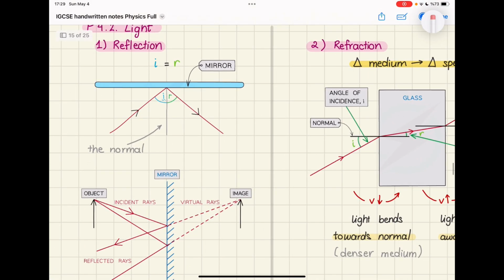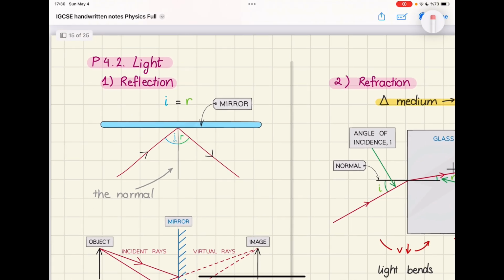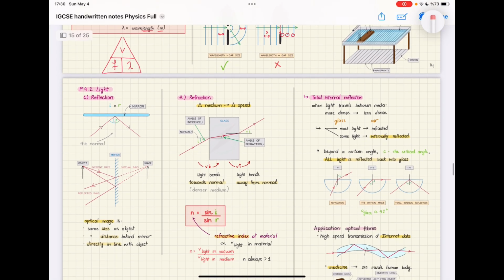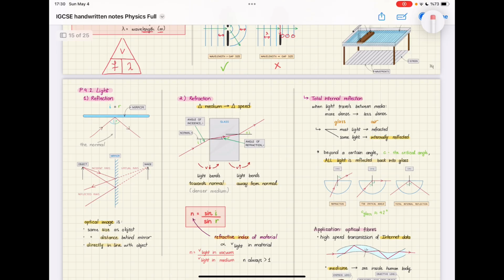Now we're coming to light. Light is a bit different than the waves we talked about now. But we are now again talking about reflection and refraction, because the reflection and refraction that happen in mechanical waves also happen in light waves.